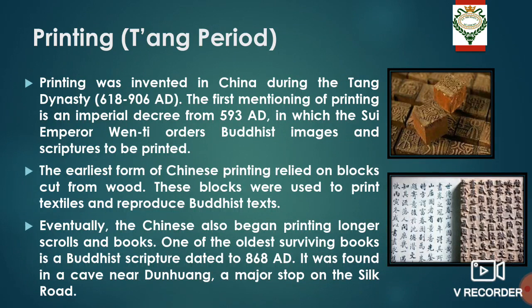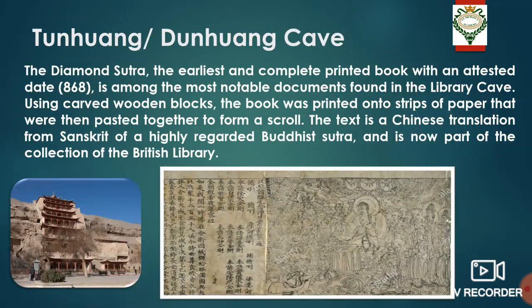It was found in a cave near Dunhuang, a major stop on the Silk Road. This is the cave. The best example of a beautiful text created out of wood block printing was the Jin or the Diamond Sutra. Discovered in Dunhuang, China, it was made in 868 AD during the reign of Emperor Yizhuang. Its printing was made possible by a certain Wang.